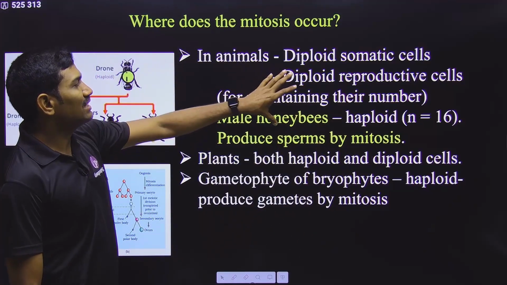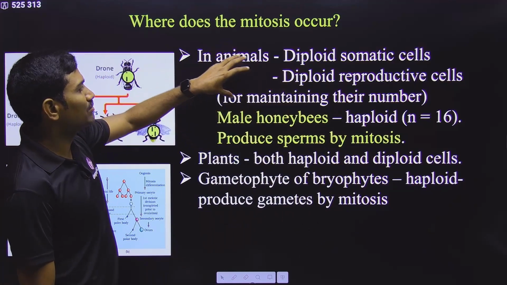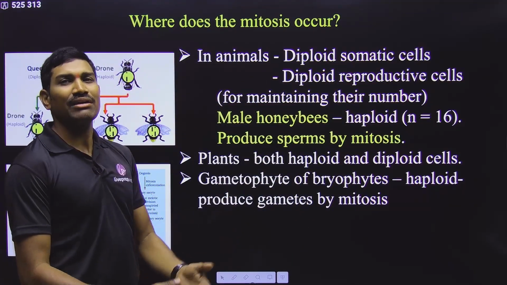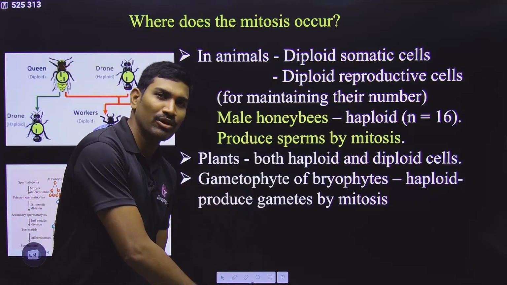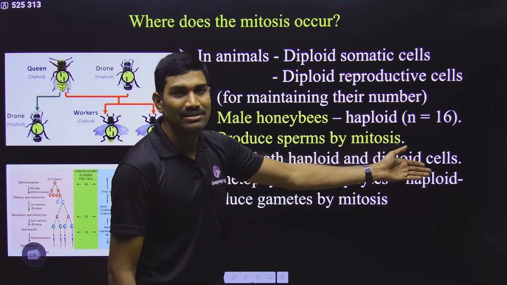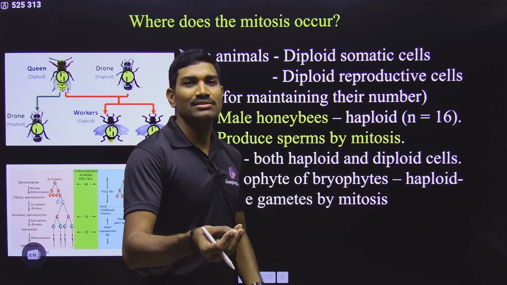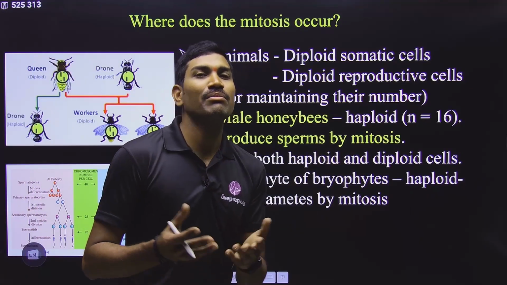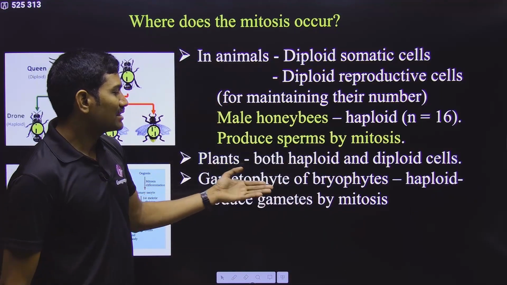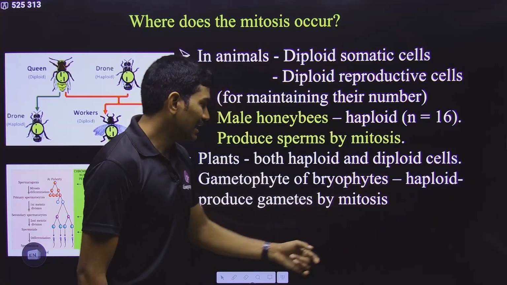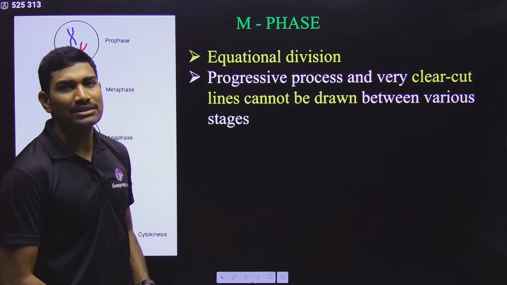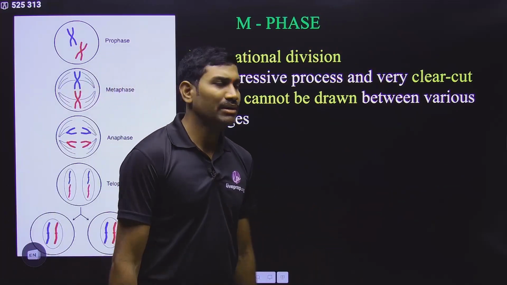Next one. Generally in animal cells, we observe mitosis in the somatic cells. But in plant cells, we frequently observe mitosis in both haploid and diploid cells. Clear? That is why, mainly in plant cells, the haploid pollen grains undergo mitosis to form the male gametes. So that is why we frequently observe this concept here. And next one, the haploid gametophyte of bryophytes produces gametes by mitosis only. These are some important examples where we observe mitosis.